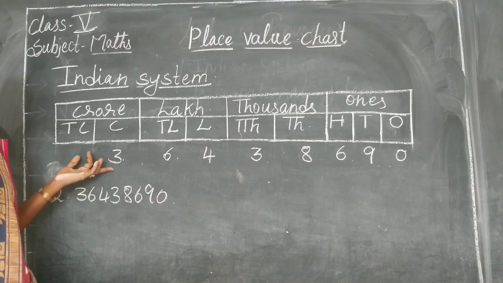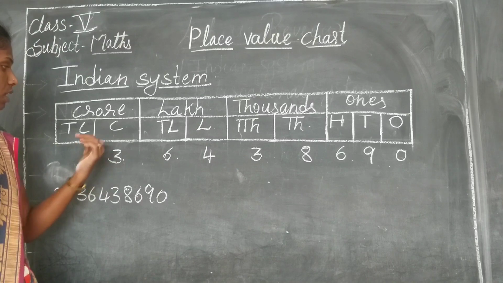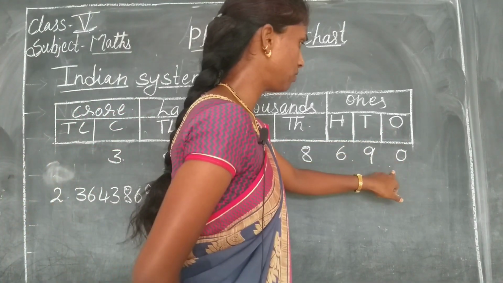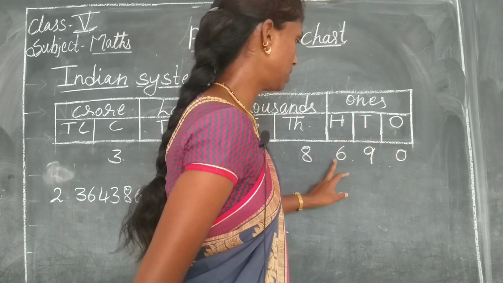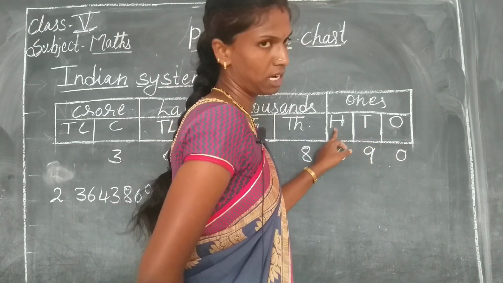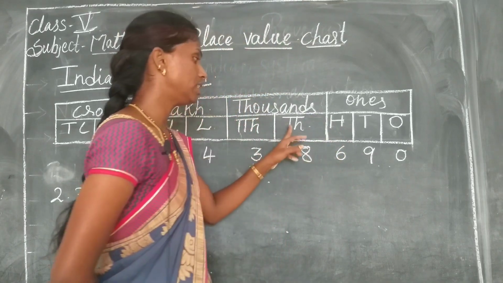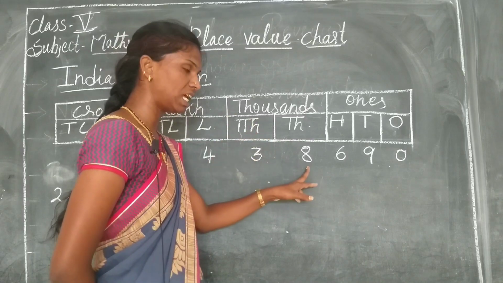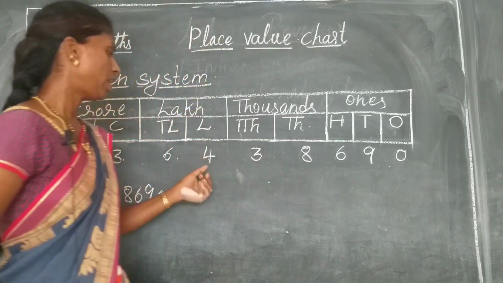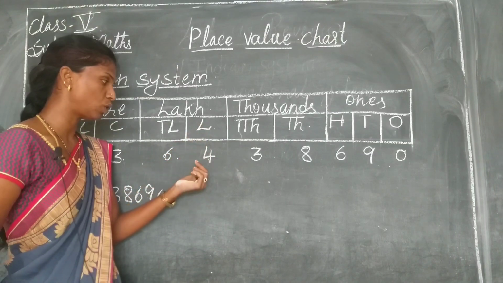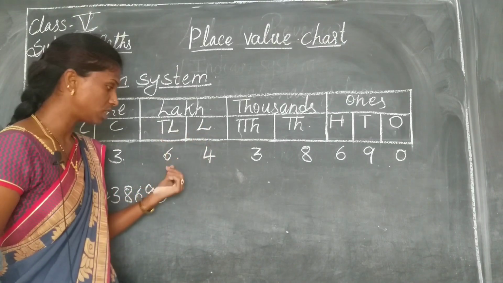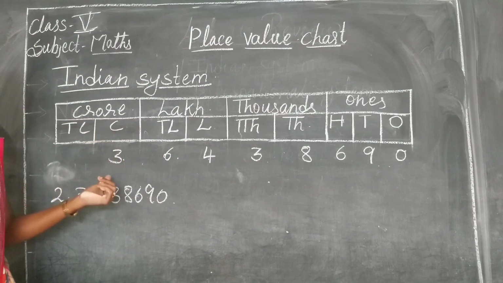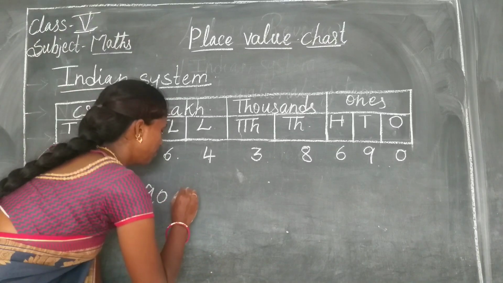Now let us read the number. See here, 0 is in ones place, 9 is in tens place, so 90, 6 is in hundreds place, so 600. Here 8 is in thousands place, 8,000, and 3 is in 10,000s place, so the value is 38,000. And 4 is in lakhs place. 6 is also in lakhs place, total 64 lakh, and only 3 is in crores place. So how to read this number? Let us see.